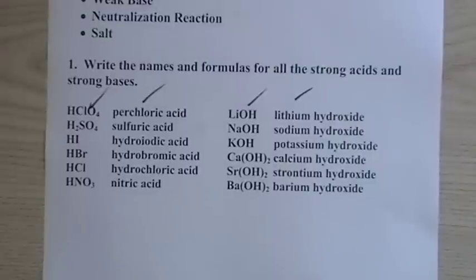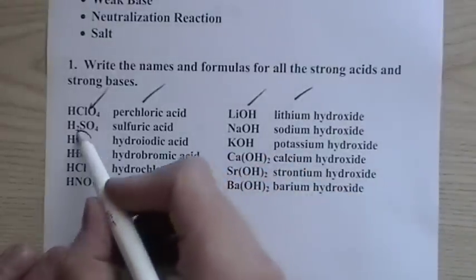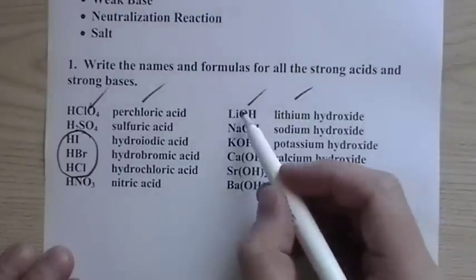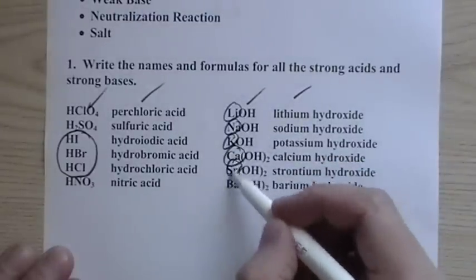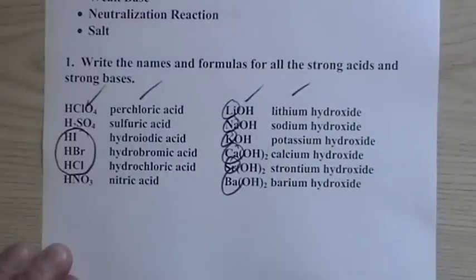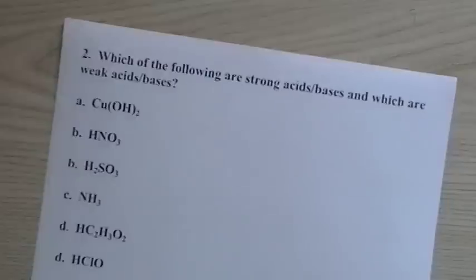Just give them all. Definitely, several of these are all halide acids, or halogen acids. Lithium, sodium, potassium are all from group 1A. Calcium, strontium, barium, group 2A. So there's a lot of little trends, but basically we use so many of these so often that you shouldn't have too much trouble. Let's go on to a problem here.